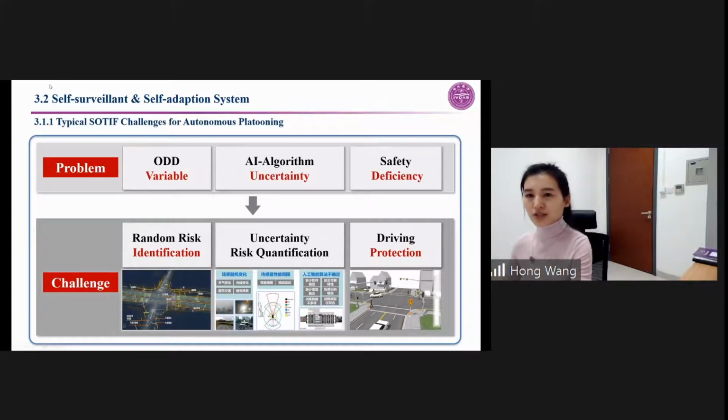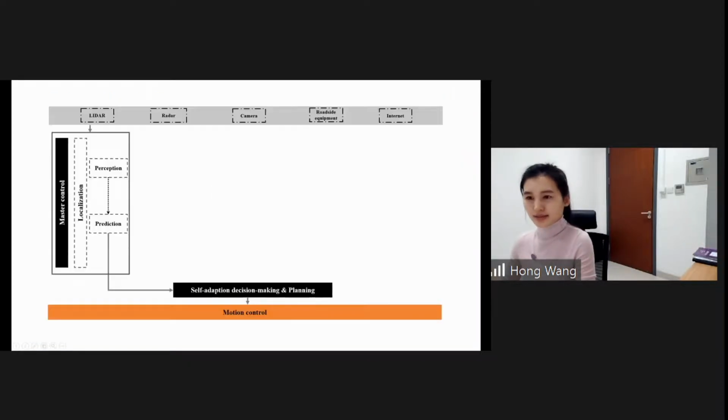We established a self-surveillance and self-adaptation system. So let's see what this system is. In the automotive vehicle, we can see that there are some sensors like LiDAR, radar, camera, RCU, internet. And we have the master control in the vehicle, like localization, perception, prediction, and also decision-making and motion control. So this is the original system in the autonomous vehicle or in the ICV. We propose one special, independent unit to monitor the state of the system and ODD, and then try to guarantee the safety of the system.